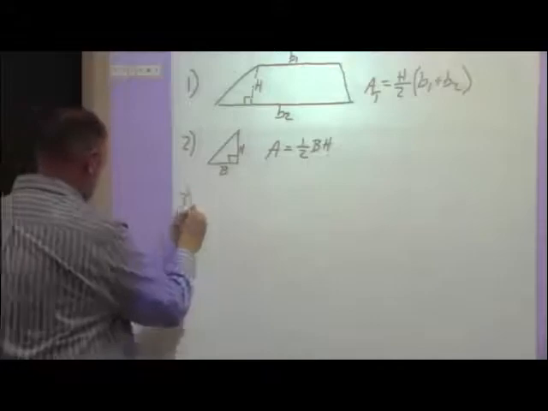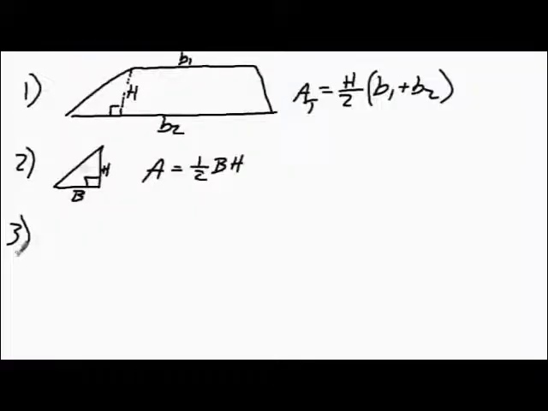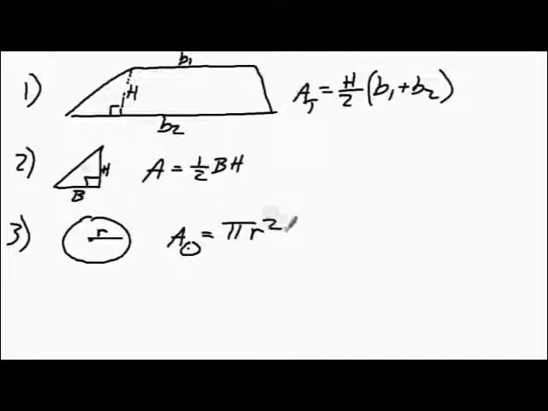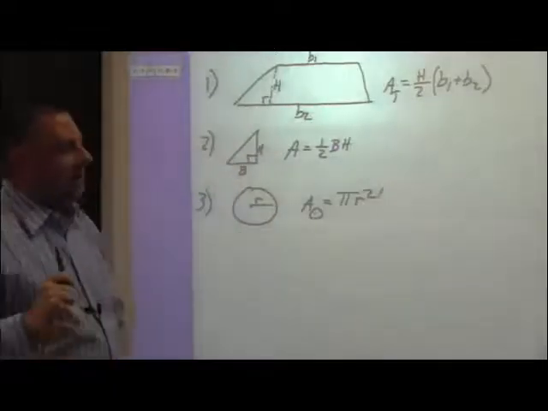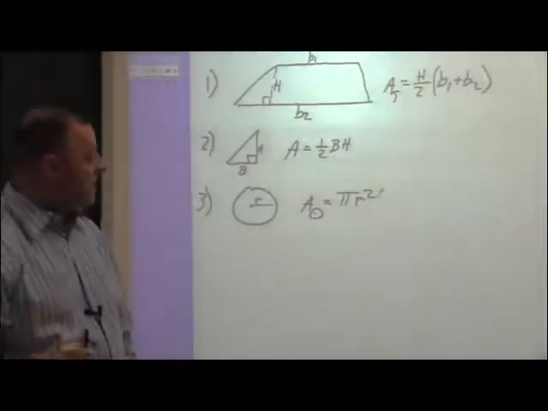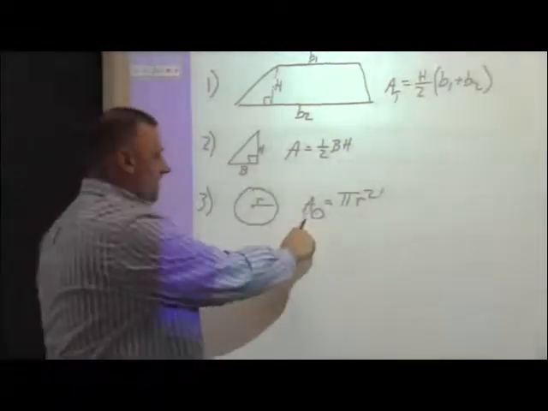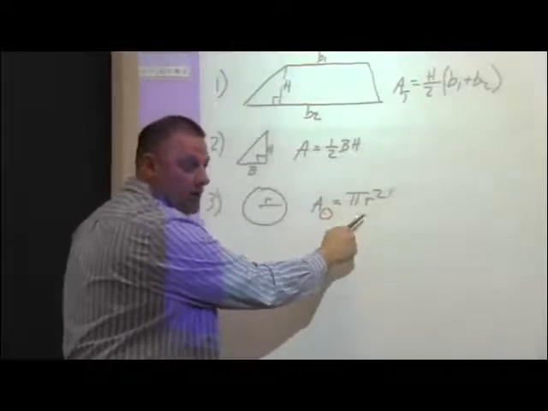Third one, area of a circle. All right, so we got a circle, we got a radius. Area of a circle, I'll draw a little circle like that. Area of a circle is equal to pi r squared. Area is in square units. That's how you remember area of a circle: pi r squared.